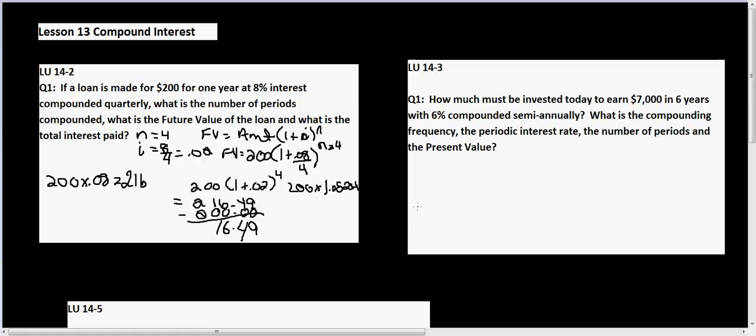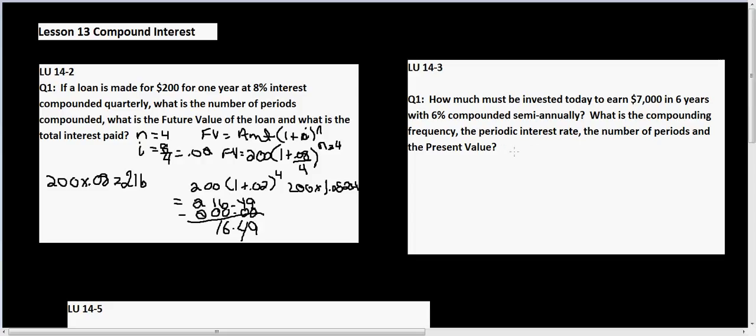Okay, let's take another example in here. What happens when we have invested today $7,000 and in 6 years with 6% compounded semi-annually? What's the compounding frequency, the period interest rate, the number of periods, the present value? That's a lot of things to figure out. So let's try to break this down a bit.